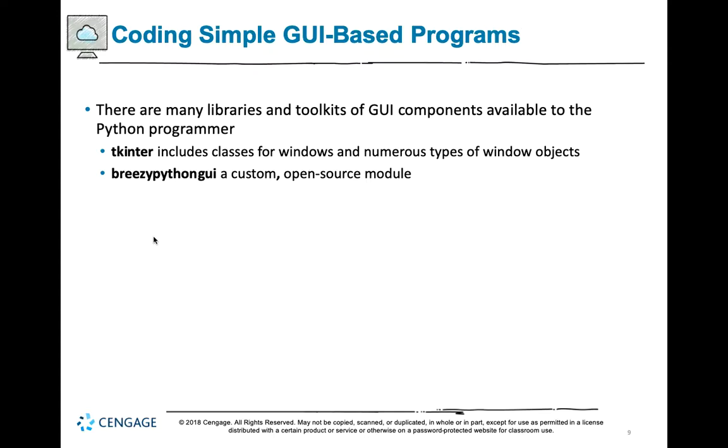So there are many libraries and toolkits of GUI components available to the programmers. Like Fred was saying in his talk to us, the Python community is a very sharing bunch. And the most popular one that he referenced was tkinter, and that has lots of different classes for windows and different types of window objects. And then there's Breezy Python GUI, which the author has developed for us, which is a wrapper around tkinter, which kind of insulates us from a lot of the scary stuff that is in tkinter.